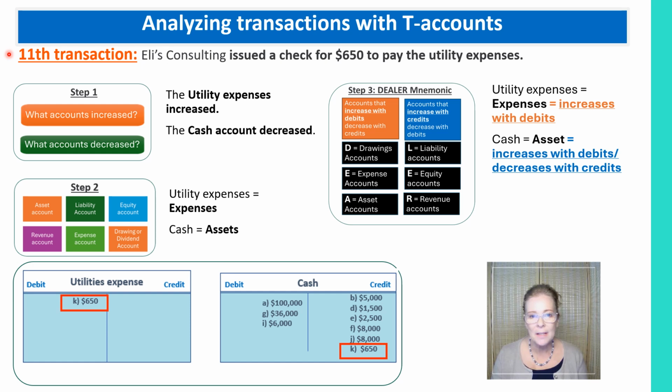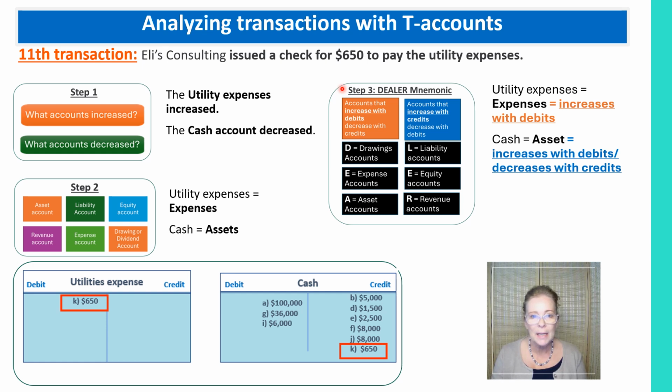In the 11th transaction, Eli's Consulting Services issued a check for $650 to pay the utility expenses. We previously analyzed this transaction using the accounting equation and said that the business now has more utility expenses and cash decreased because the business paid the utility costs. In step 2, we ask what kind of accounts are utility expenses and cash. Utility expenses are expenses and cash is an asset. So expenses and assets are impacted by this transaction.